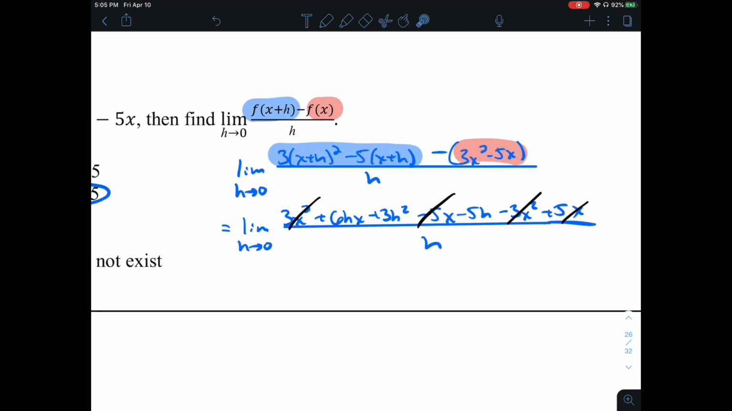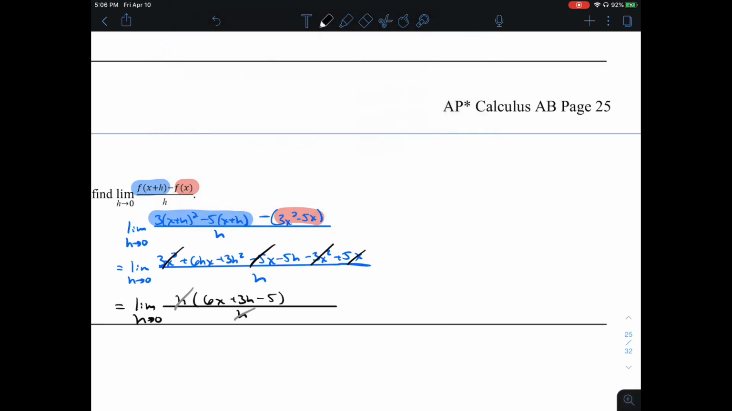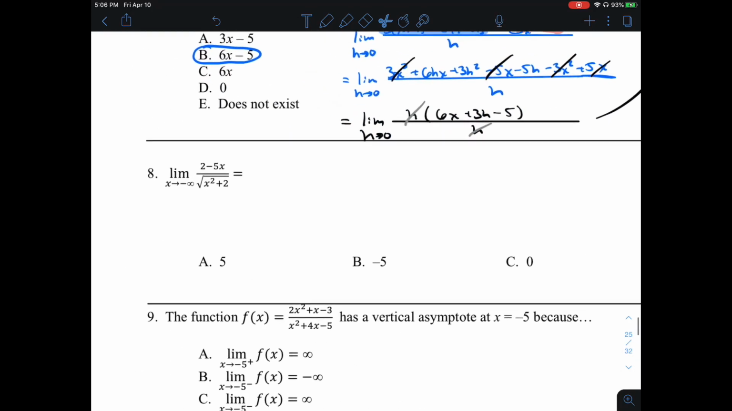So in the top we have these 3 terms which all have an h in them. Let's factor that h out. Cancel an h from the top and the bottom. And now to evaluate the limit, we're going to put a 0 in for any h's we have, and we get 6x minus 5. Excellent.